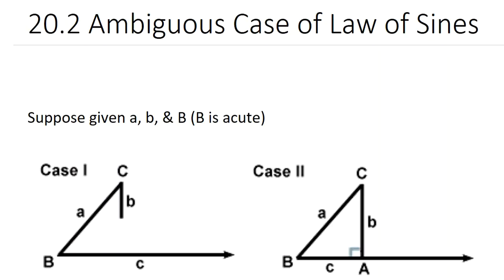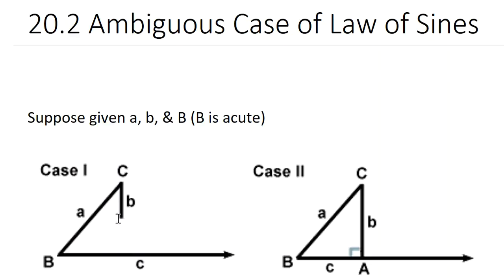In section 2, we're going to talk about the ambiguous case of law of sines. And that happens when you are given a side-side angle. And in these first few cases, we're going to talk about when the angle is acute. So angle B is acute.